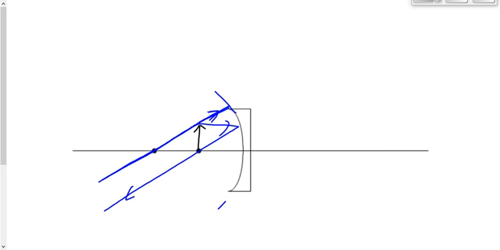Let's extend them. Look at what I'm going to do here, guys. I'm going to extend the reflected rays with dotted lines. Not solid lines, dotted lines. Wait a sec, they don't intersect either.